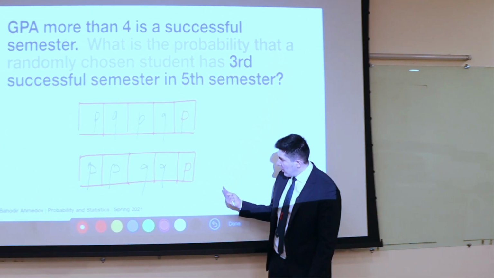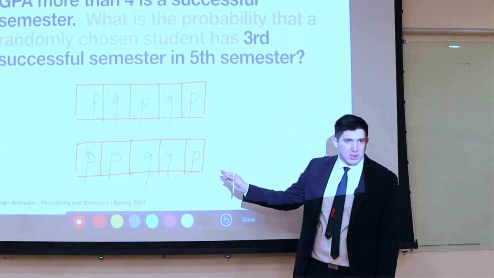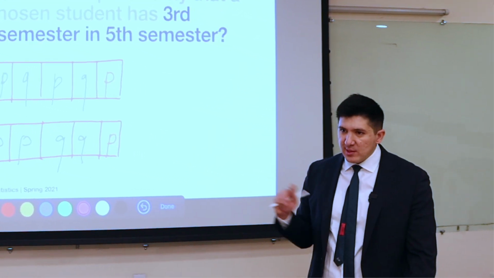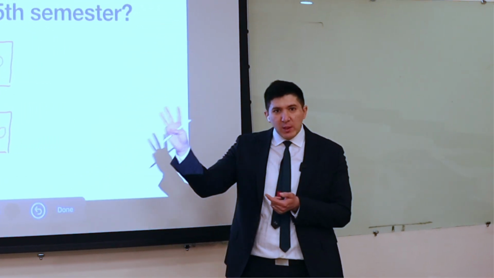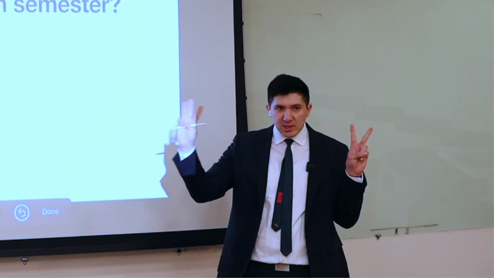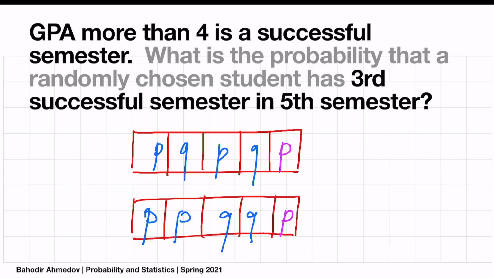But it doesn't matter what the scenario is. The last one is always P. Okay? And in all of these combinations, we always get 3 P's and 2 Q's. 3 successful semesters and 2 unsuccessful semesters, right? So the probability of every scenario is going to be P cubed, Q to the power of 2.